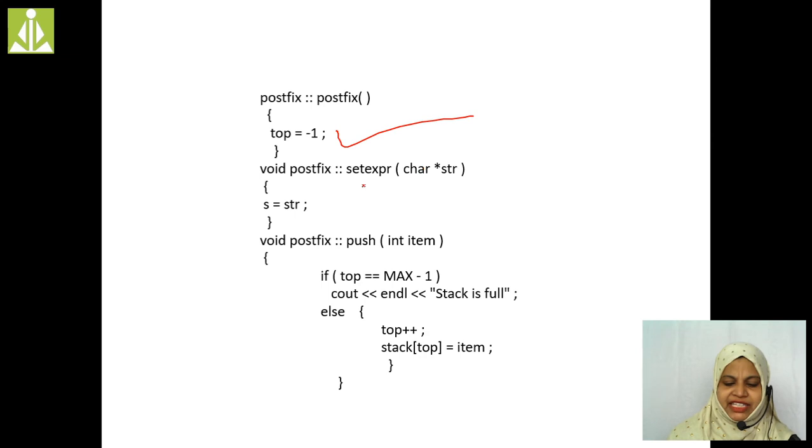Next is void set expression. Here I am setting the expression. I am going to take one string, S string is there. In S, I am going to store the str value. Generally, the string name itself is the address of that particular string. That's the reason I am going to take one pointer variable. In that pointer variable, I am sending the expression. Now the expression is going to be stored in S.